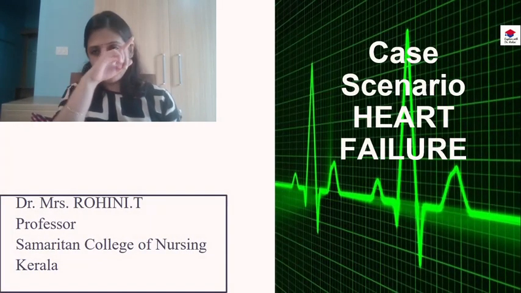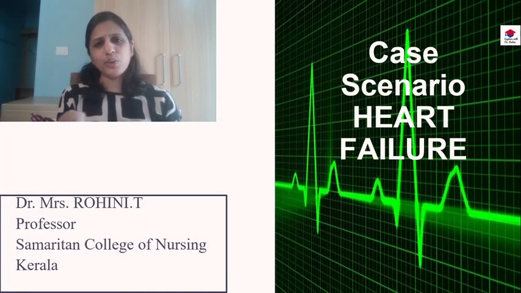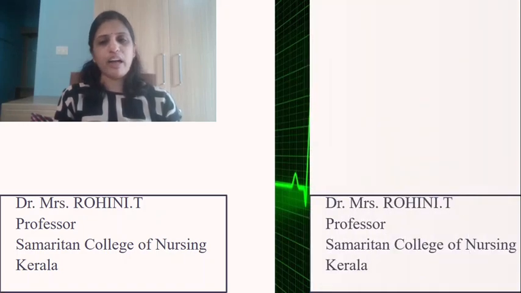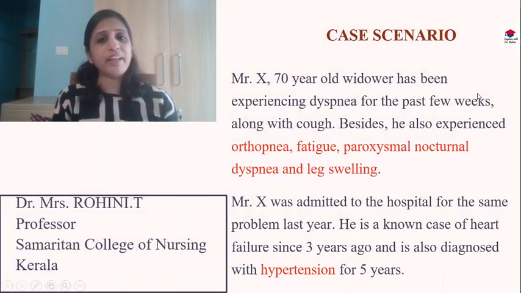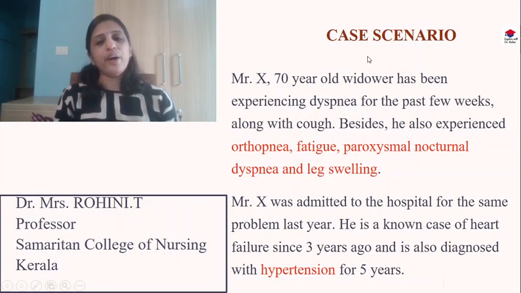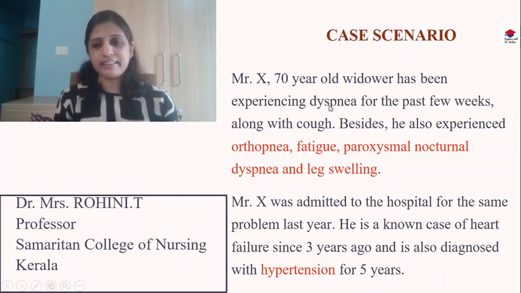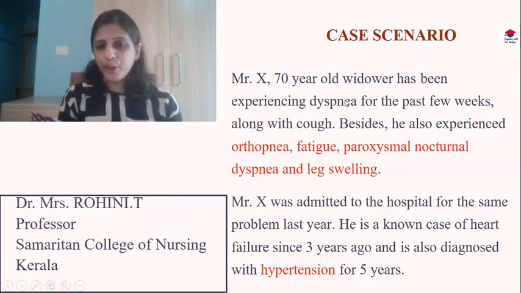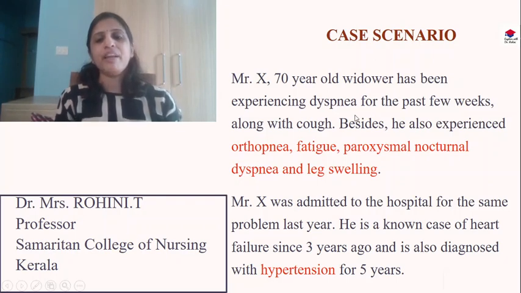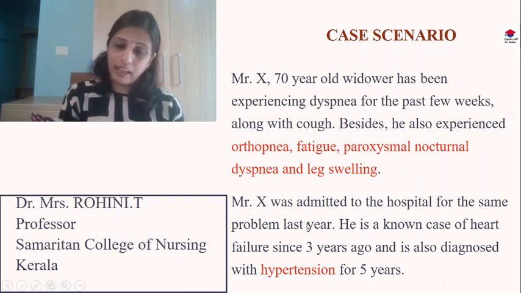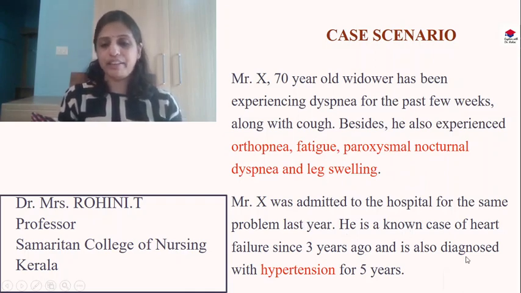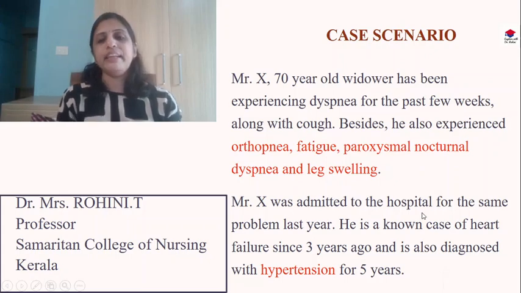Now, just for a brief discussion, 2 to 3 minutes on heart failure. If the same scenario is put for heart failure, the same scenario I have explained in Roy's adaptation model. Now, for this particular patient, Mr. X, who is a 70-year-old widower experiencing dyspnea, orthopnea, fatigue, PND, and leg swelling, admitted to the hospital for the problem last year. Known case of heart failure, diagnosed with hypertension. See, all these things are the physiological variables.